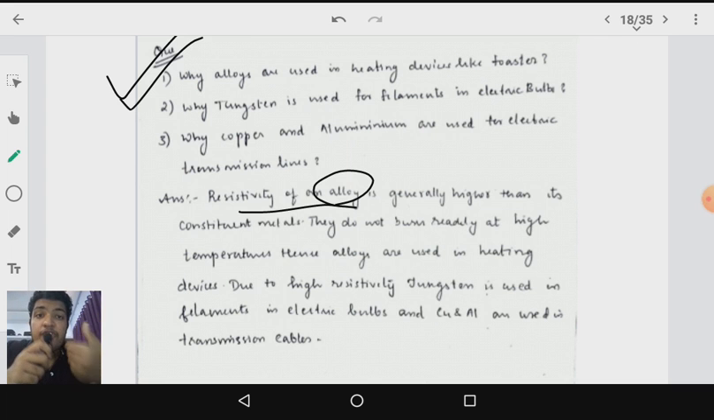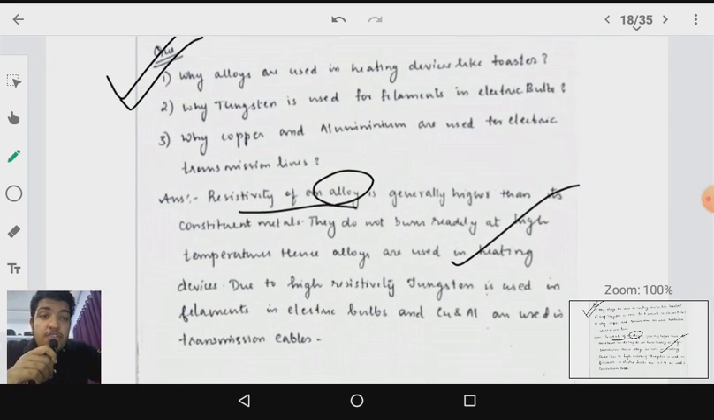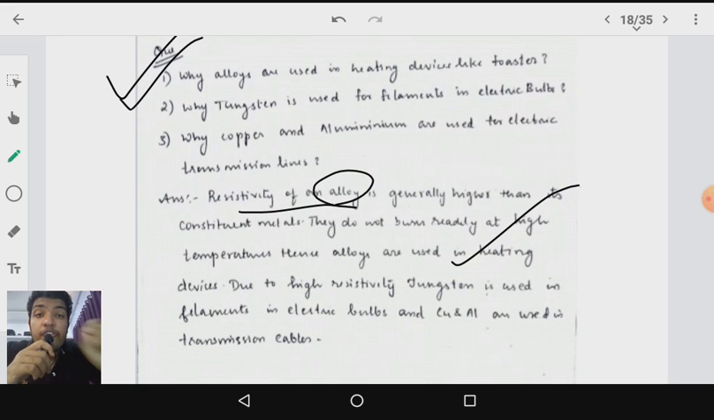So the resistivity of an alloy is always higher than the constituent metals, and they do not burn readily at higher temperatures, and hence they are used as heating devices. Due to their high resistivity, tungsten is used in filaments. Because it has high resistivity, it does not burn easily. That is the reason. And copper and aluminum are used in transmission cables because of their lower resistance. So these are the three answers for these questions.